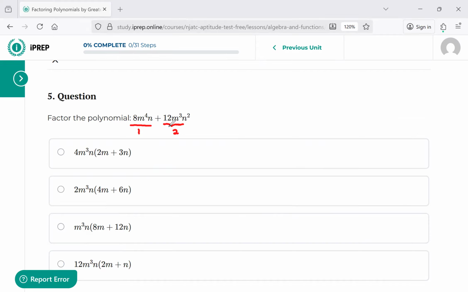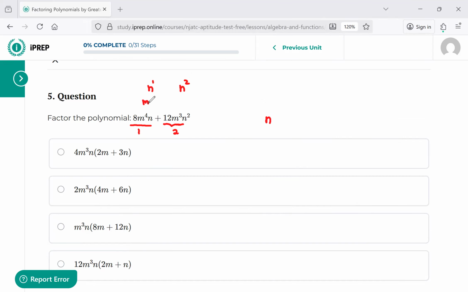Now, let's start with our letters. So let's start with the letter n. We have an n here and then an n squared, or one n and then two n's. What is the largest amount of n's you can take out evenly? So this is one n and this is two n's. So the largest amount of n's you can take out is only one n. What about our letter m?